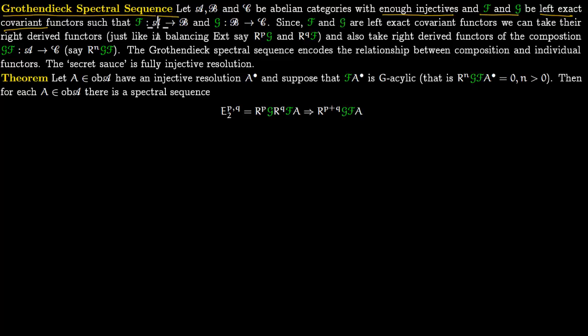So let F and G be left exact covariant functors. F takes objects of category A to category B, and G takes objects of category B to category C. Now F and G are left exact covariant functors, so we can take their right derived functors.